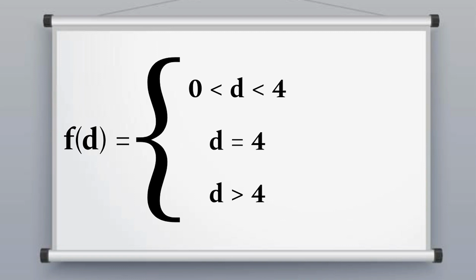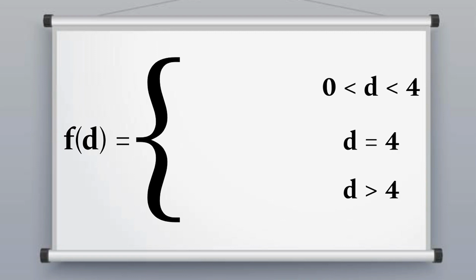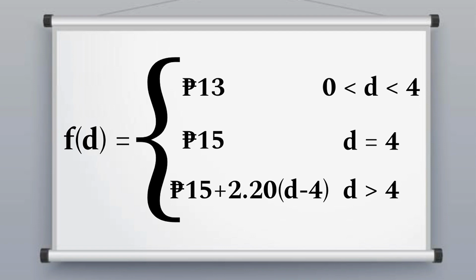Step 2. Expression in each interval. Understand the expressions that define the function in each interval. For D greater than 0 but less than 4, the function is 13 pesos. For D equal to 4, the function is 15 pesos. And for D greater than 4, the function is 15 pesos plus 2.20 pesos times D minus 4.